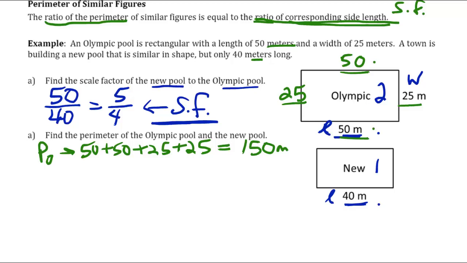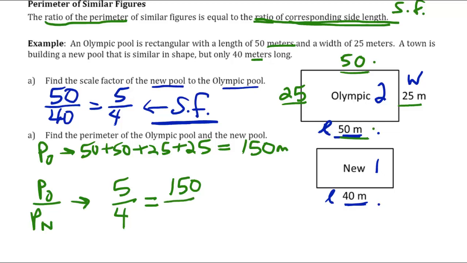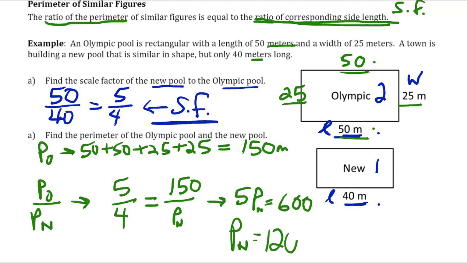Let's look at it this way. Perimeter of the Olympic pool over the perimeter of the new pool. We'll do P of O, perimeter of Olympic, over P of N. And we're going to use the scale factor, 5 over 4, and that's going to equal the perimeter of the Olympic pool, which we do know, over the perimeter of the new pool. We don't know that one, so we'll use P, and we'll give it a sub N so we know we're talking about the new pool. We're going to cross multiply. 5 times P equals 4 times 150, which is 600. When I divide both sides by 5, the perimeter of the new pool is 120 meters.